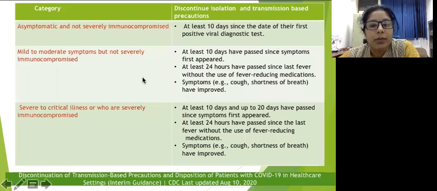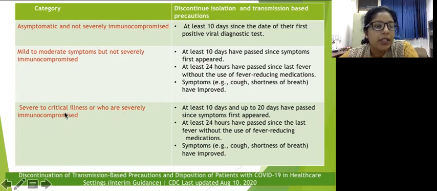Now, transmission based precautions can be discontinued if the patient meets these criteria. So, for the asymptomatic and not severely compromised patients, we can discontinue the isolation and transmission based precautions at least 10 days after the date of their first positive viral diagnostic test. If the patient falls into the mild to moderate category but was not severely immunocompromised, then we have to wait for 10 days since the symptoms first appeared and at least 24 hours since the last fever without use of fever reducing medications, and the symptoms should have improved like cough and shortness of breath.